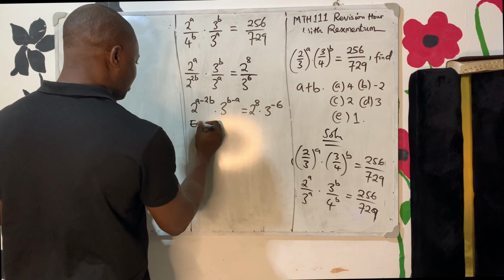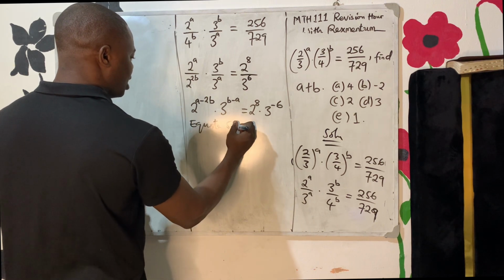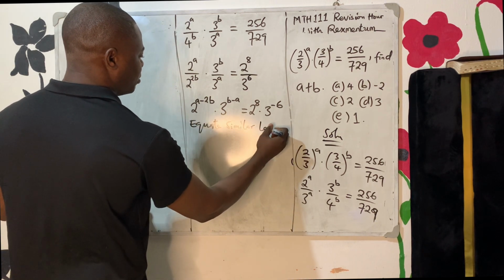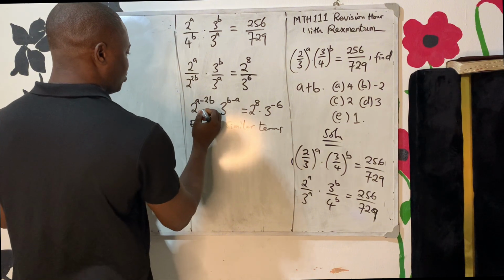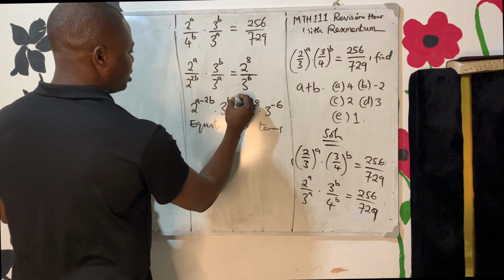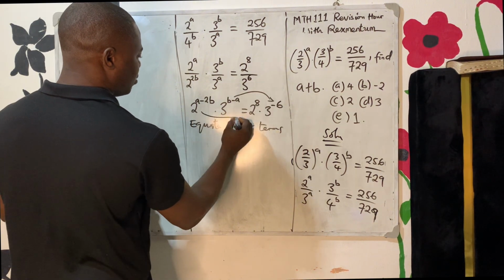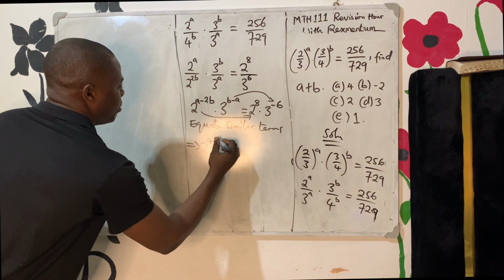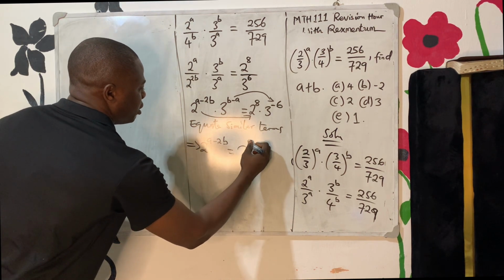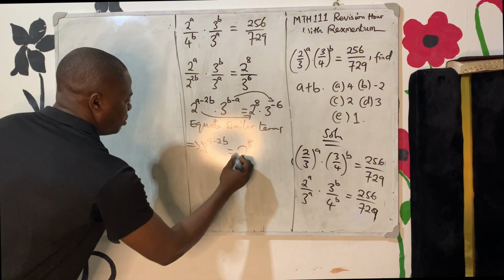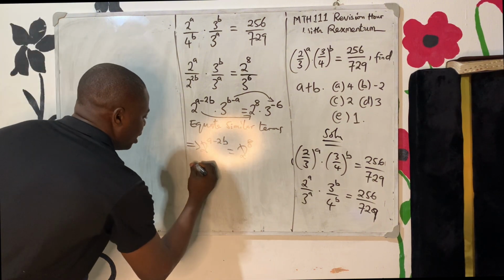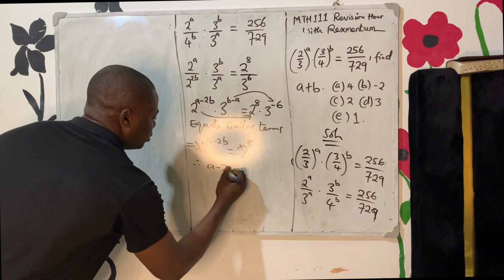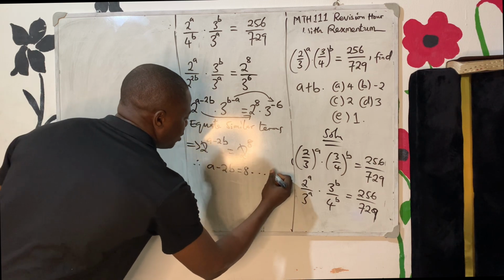And what do you need to do? You equate similar terms. That means you equate this to this, and you equate this to this. So this implies that 2^(a minus 2b) is equal to 2^8. Eliminate the bases, they are the same, equate the powers. Therefore, a minus 2b equals 8 is our equation.